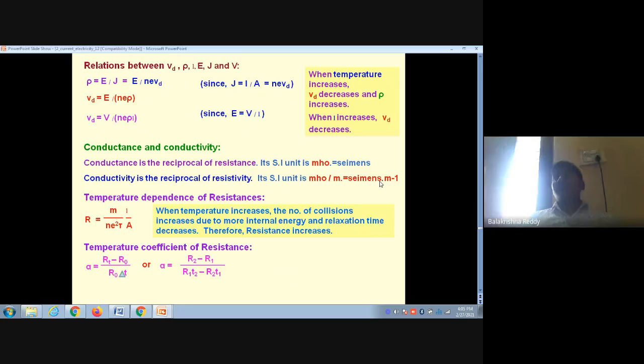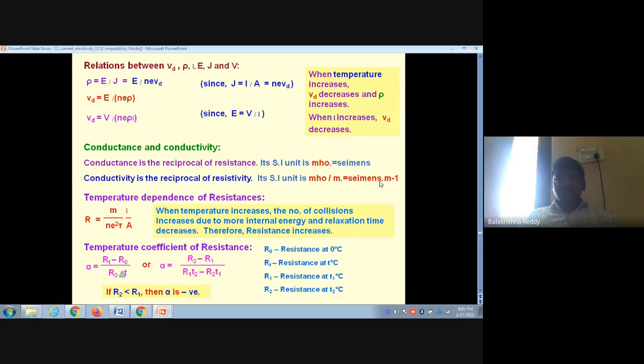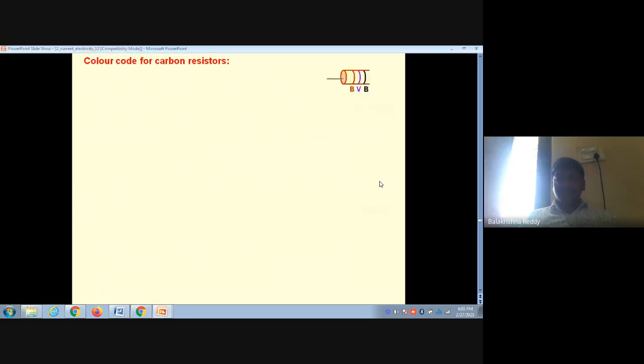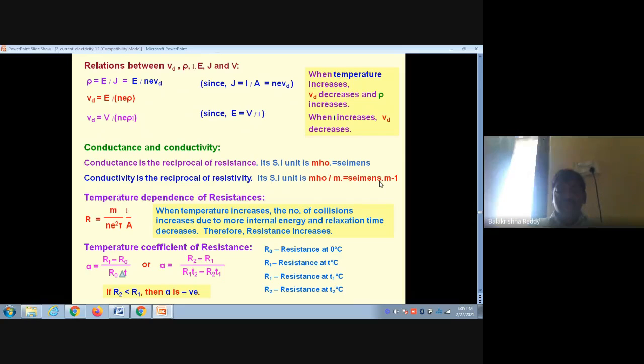The alpha value is different for different materials. Alpha is positive for conductors, negative for semiconductors, and zero for insulators. Okay, this is all about the resistance and resistivity relation.